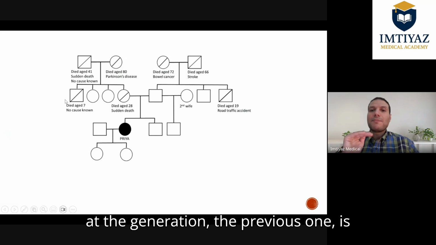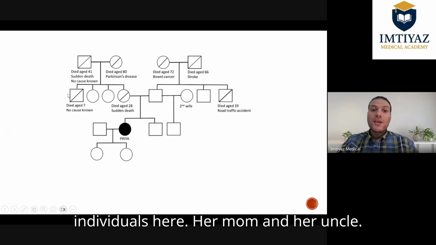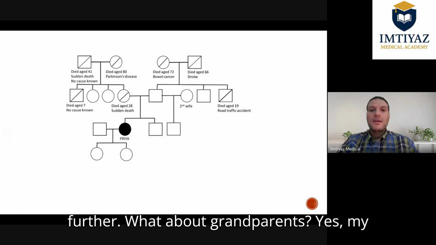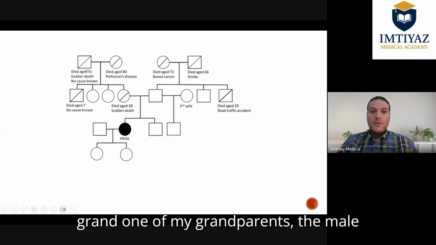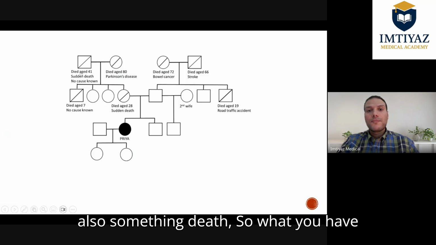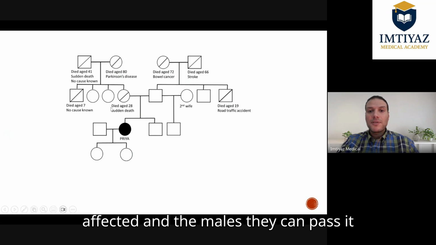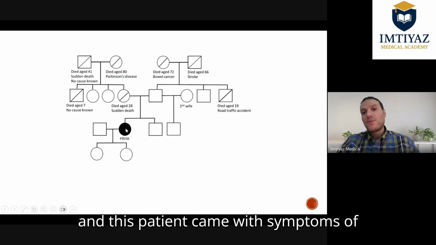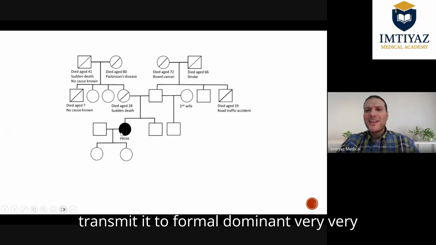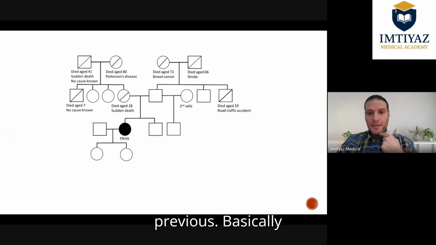Look at the previous generation. Is it affected? Yes. You have affected individuals here: her mom and her uncle, males and females. Look further. What about grandparents? Yes, my grandfather, the male one, died at a young age, also sudden death. So the first and second generations are affected, and the males can pass it. And this patient came with symptoms of sudden collapse as well. That means all generations are affected, males can transmit it: autosomal dominant. Very, very easy. It is an applied example on the previous pedigree. Next.